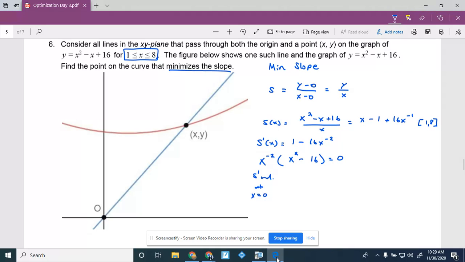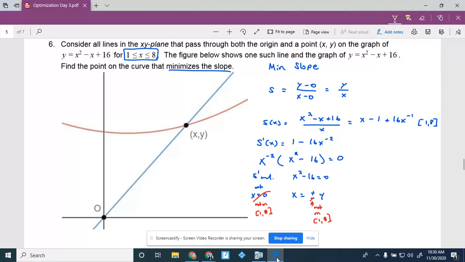It's a point of non-differentiability, but 0 is not in the interval, so I don't care about that. And then from this guy over here, when I set this factor equal to 0, I'm going to get x equals plus or minus 4. Again, I don't care about the negative, so that one is not in the interval 1 to 8. So the only critical point that I have here is 4.